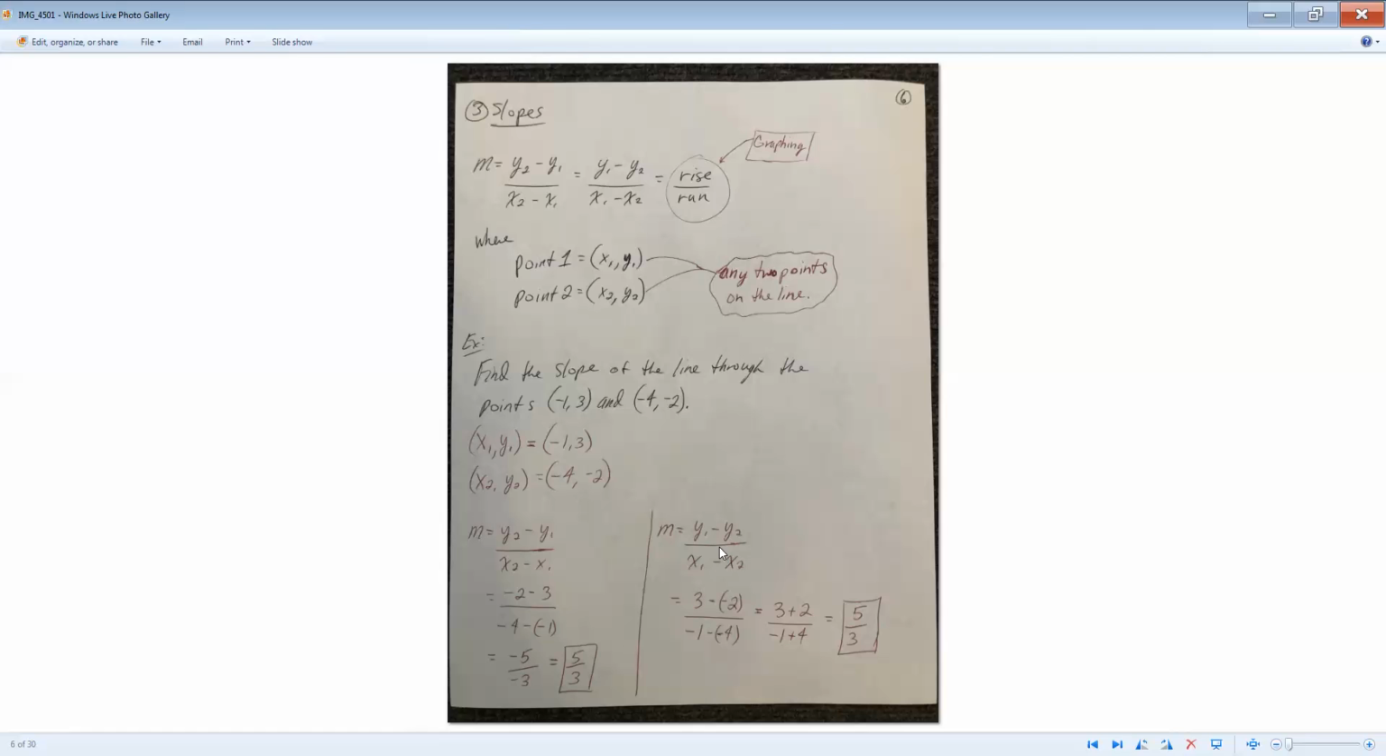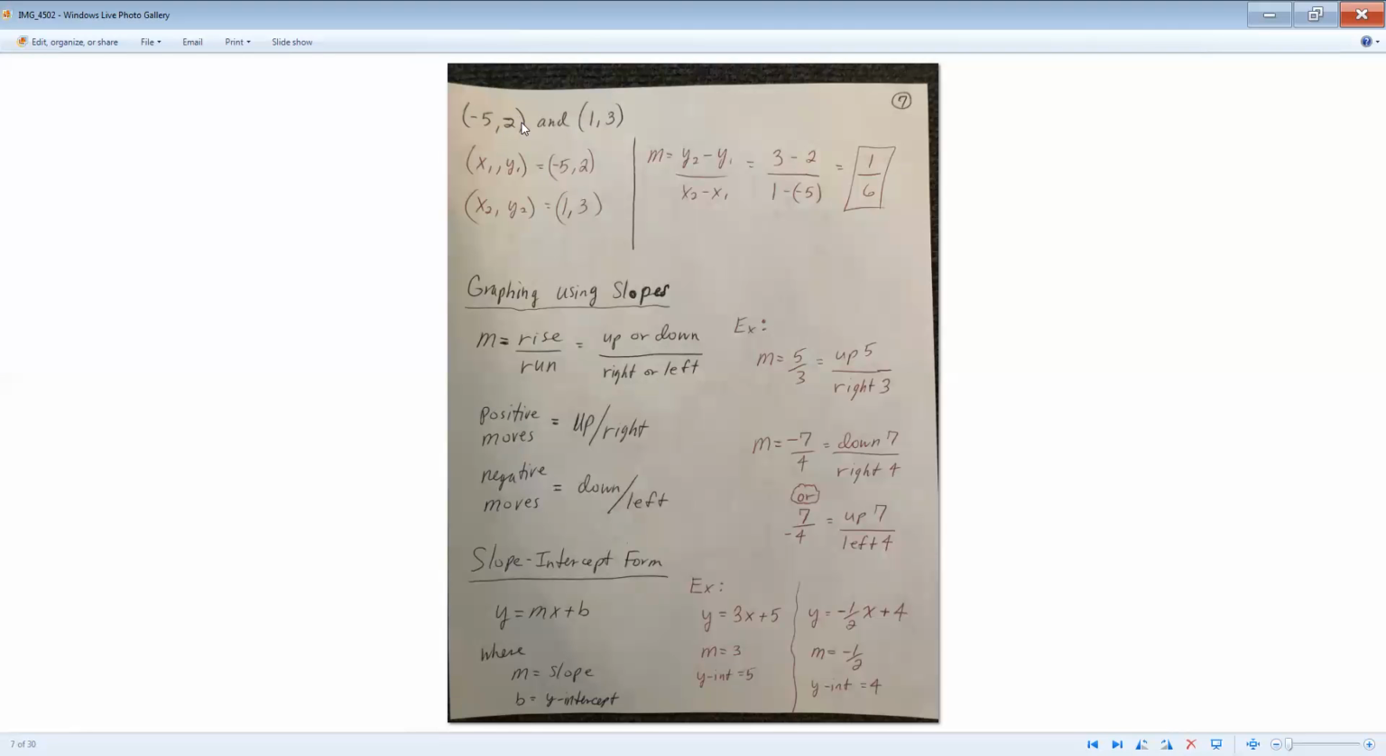In the next one, I just wanted to show you how both of them will end up giving you the same thing as long as you stay consistent in your substitution. So I have y1 first and then x1 first on bottom. So let's substitute in that way. That would be 3 minus negative 2. And then on bottom, negative 1 minus negative 4. Make sure you don't lose your negatives. So that'll be 3 plus 2 on top, negative 1 plus 4 on bottom, which will give you, once again, 5/3 as your slope.